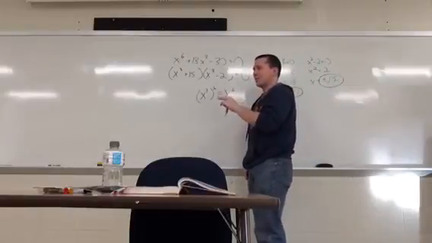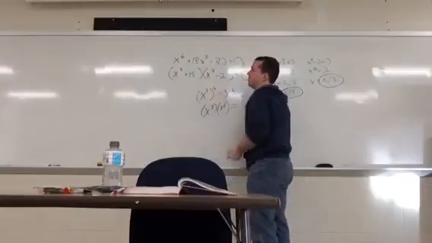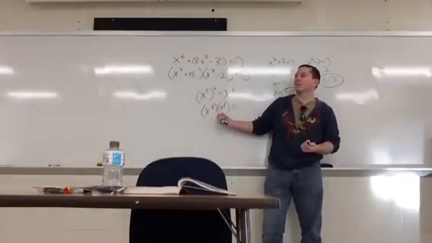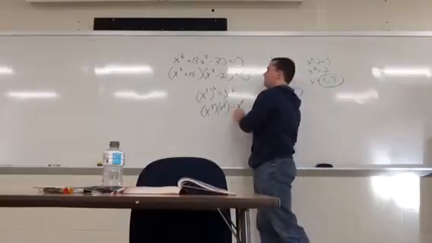The actual short way, if it's confusing, x cubed squared just means x cubed times x cubed, right? How many x's are there? 3. How many are there here? 3. How many do I have total? 6. So it's x to the 6th.